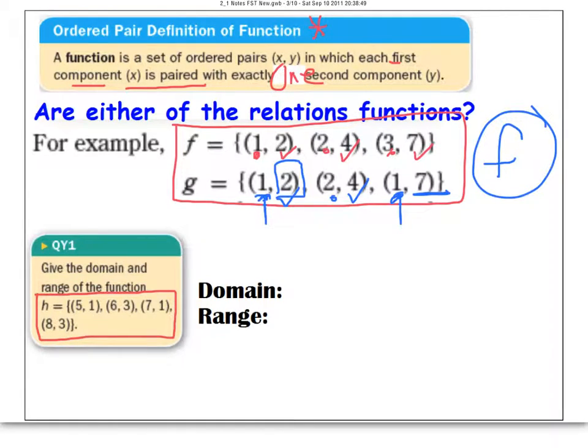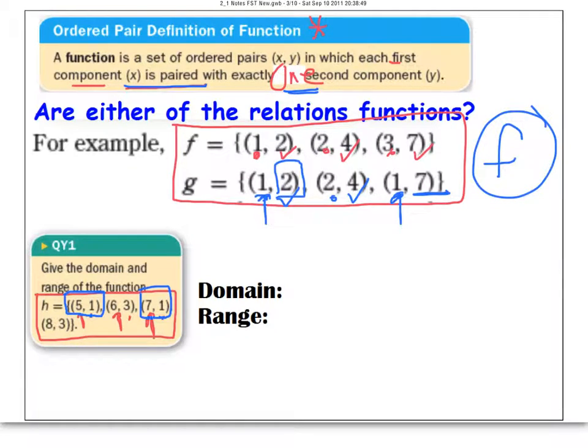Now let's look over here at relation H. Let's talk about first, is relation H a function? So every time they put in 5, they get the answer 1. When they put in 6, they get the answer 3. But wait a second here, when they put in 7, they get the answer 1. So what you have to question yourself, is this right here a problem? Well, again, the definition says for every x, there's exactly only one unique y.